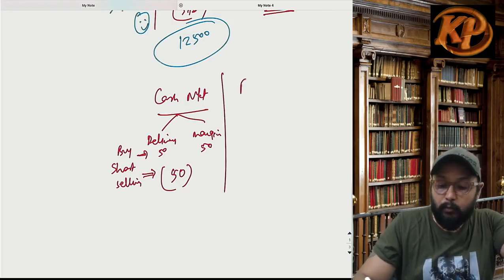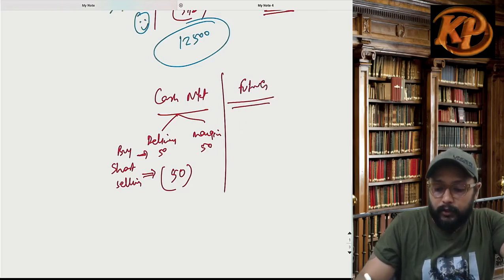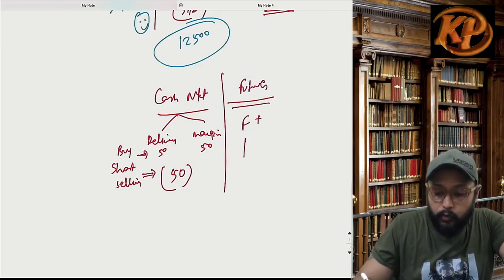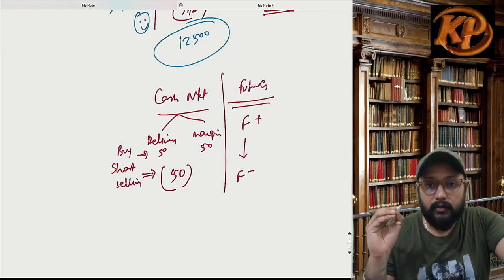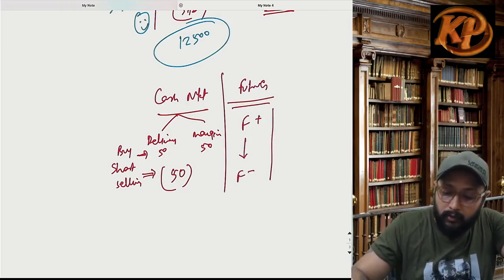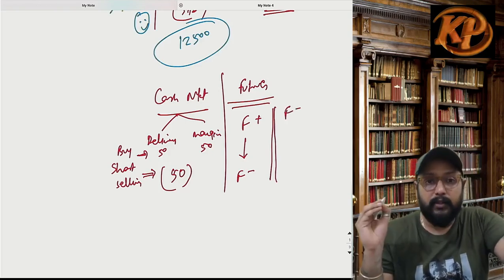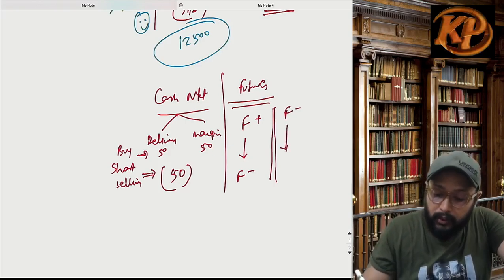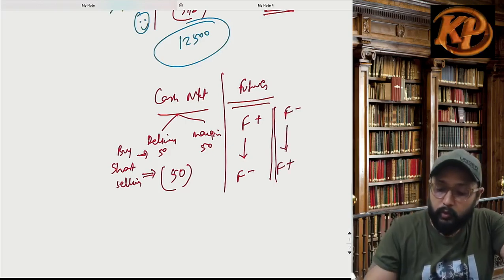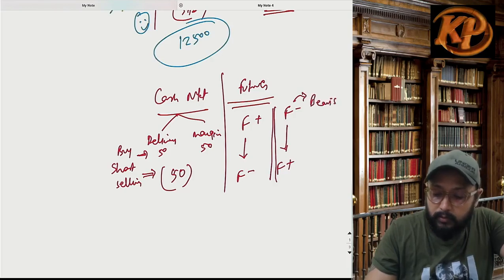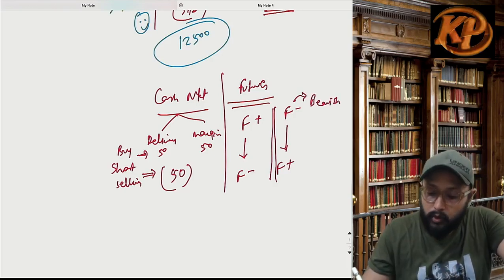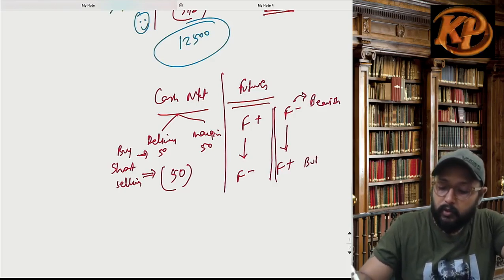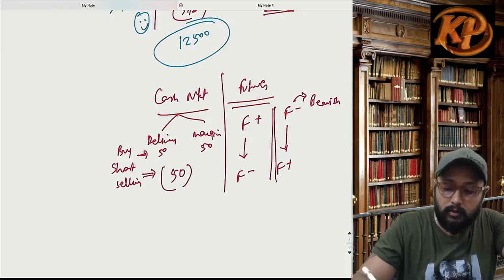This is where futures have one more advantage. If you take F plus, how do you square off? By taking F minus. There is one more thing. You can first take F minus and then you can take F plus. Who will do this? Somebody who is bearish? Who will do this? Not this. This is compulsorily you are doing. Who will do this? Somebody who is bullish.